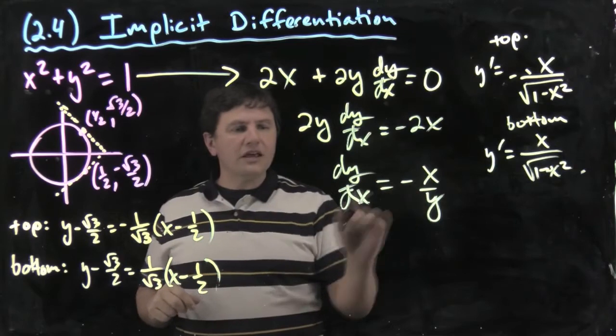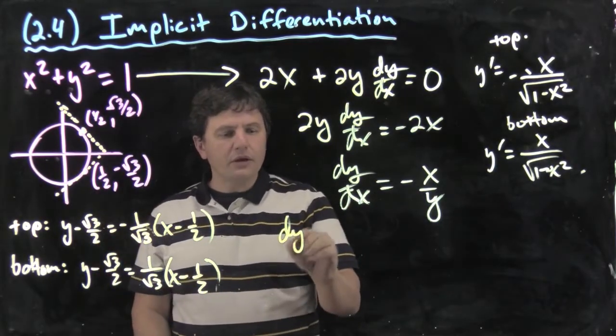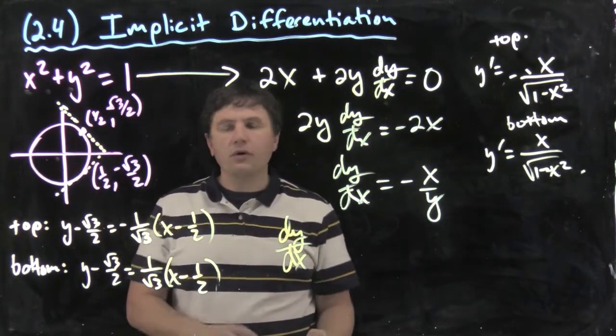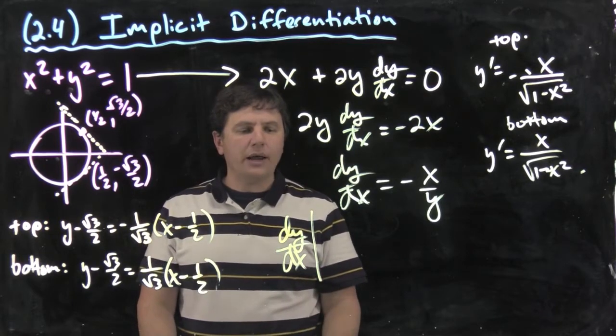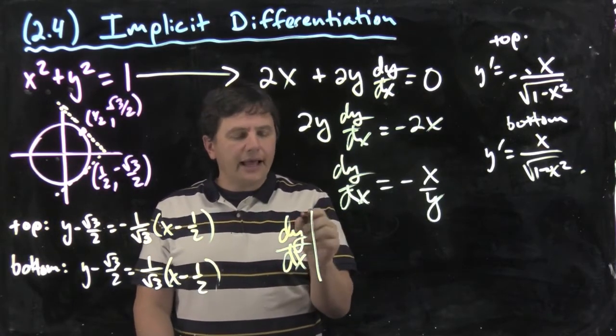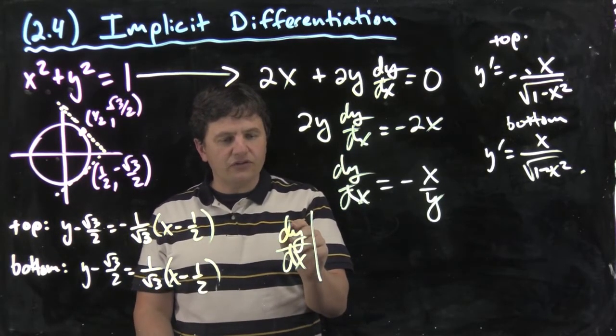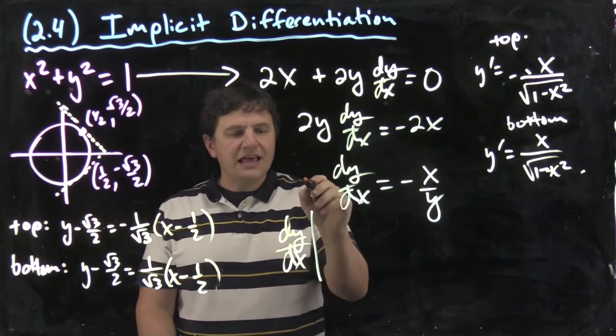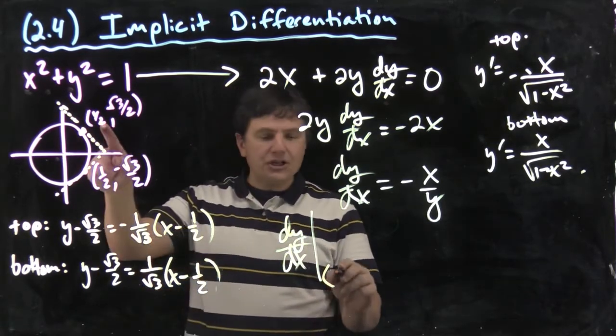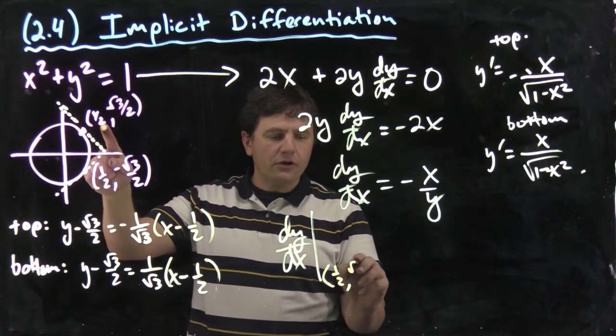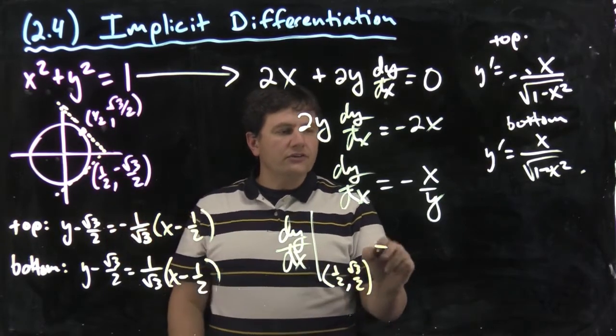So now the only thing is, when I want my derivatives for implicit, I need both the x and y. So the notation here, and this is one of those things you have to get used to, is dy over dx, and then I draw a line like this, and then I show I'm plugging in the point 1/2, radical 3 over 2. So I plug that in.